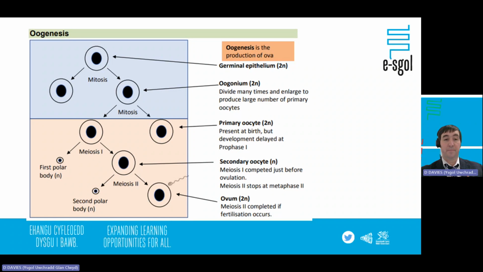So the polar body deteriorates, goes away. Then the secondary oocyte is held in suspended animation, so it doesn't complete its meiotic division until fertilization. Upon fertilization, or when it's ovulated, the second meiotic division will finish. Then there's a second polar body which deteriorates, but that will leave me with an ovum.